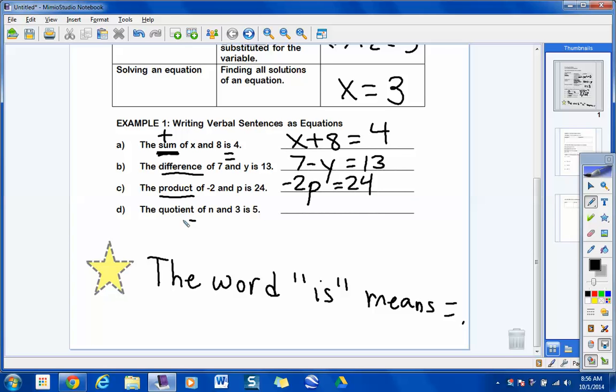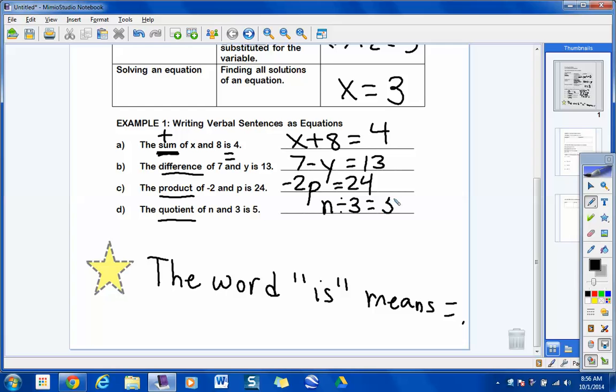Who said that? Taryn? What did you say? I didn't catch that. It is division, okay? So, Taryn, what do you think this is going to look like? It says a quotient of n and 3. So what do you think that's going to look like? N divided by 3. And then is what value there, Taryn? Excellent. All right.